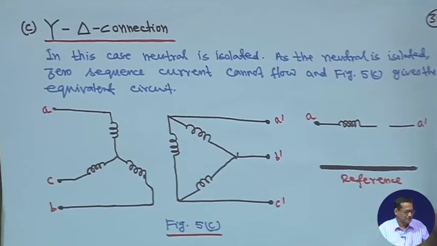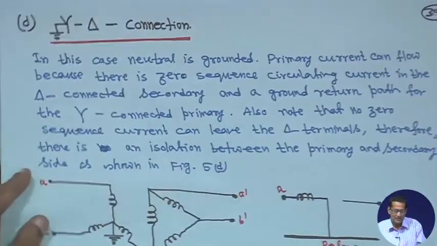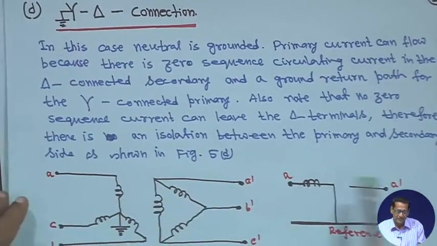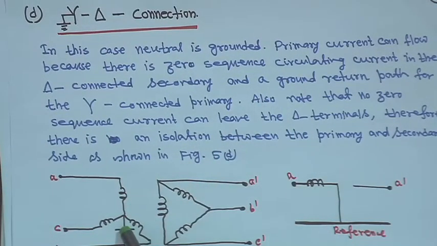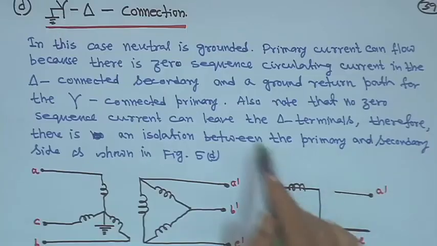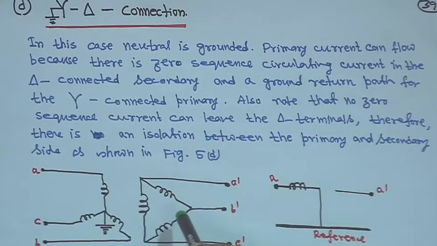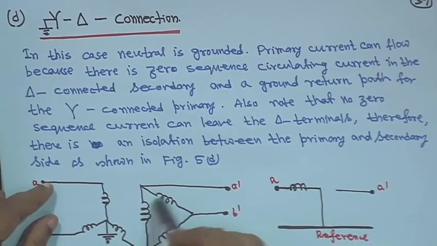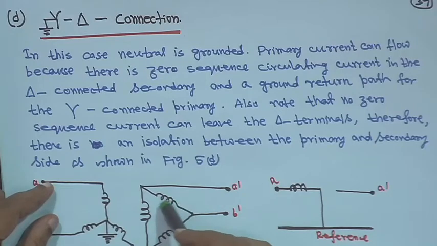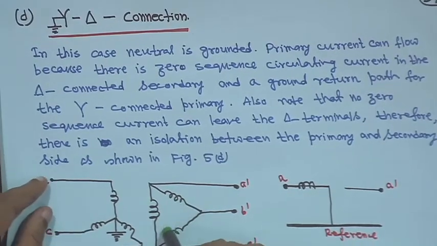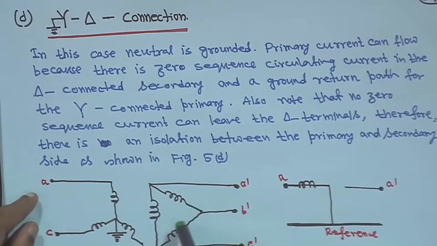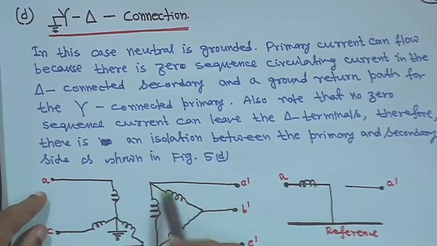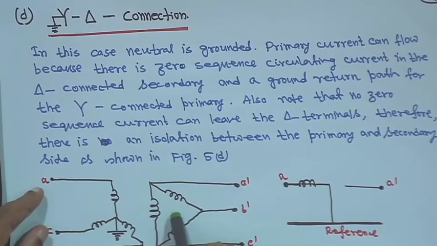Now, the next one is star grounded but delta connection. In this case, what will happen is that the neutral is grounded, that means primary current can flow, because there is a zero sequence circulation current in the delta connected secondary. That means, in this case a zero sequence circulating current can flow in the delta, but it will not leave it, it cannot leave the terminal. So, it will be circulating zero sequence current.